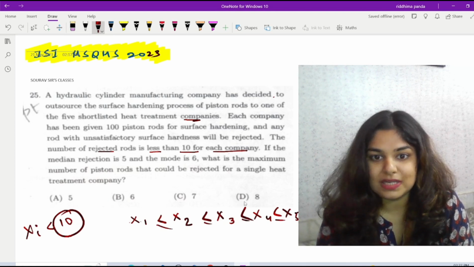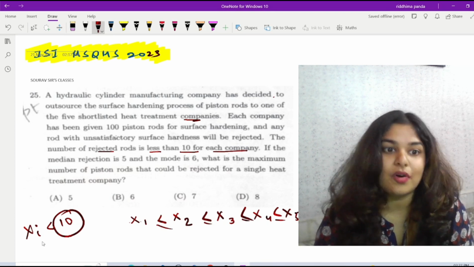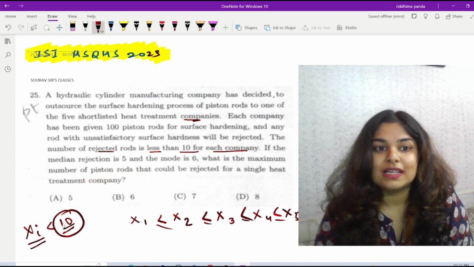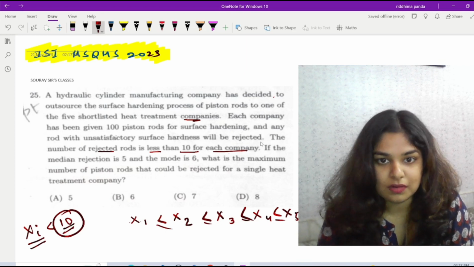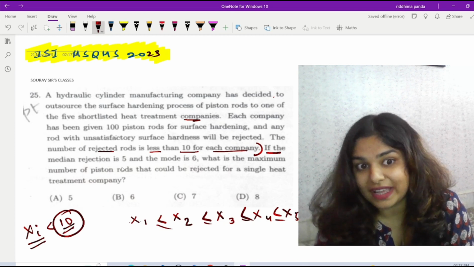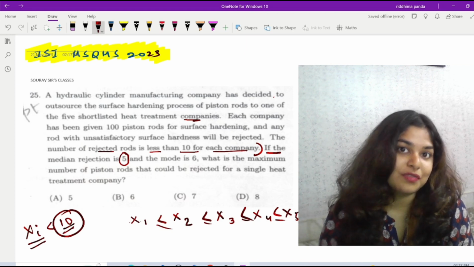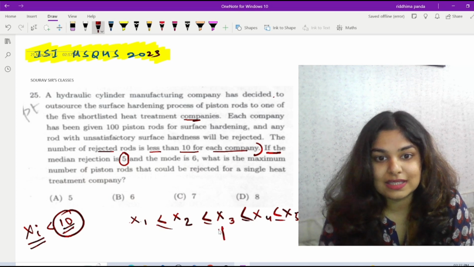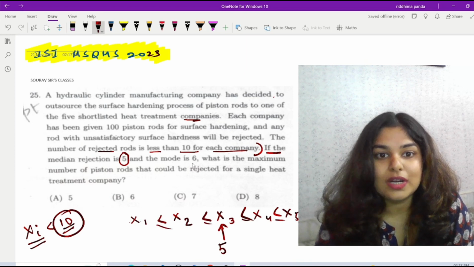So we have 5 companies arranged according to the number of rejections in ascending order, and each company will not reject 10 or more; they will reject less than 10. So this information we have got from here, and now let's read the next one. If the median rejection is 5, that means for these 5 companies arranged in ascending order of the number of rejections, the median is the middlemost value. So let's say the third company will reject 5, and the mode is 6.